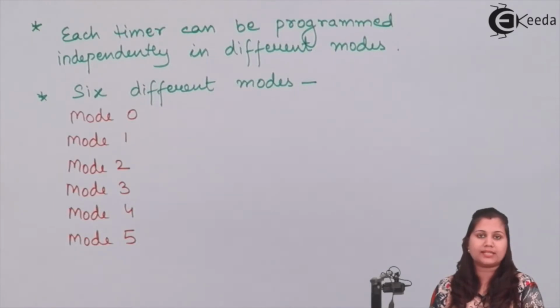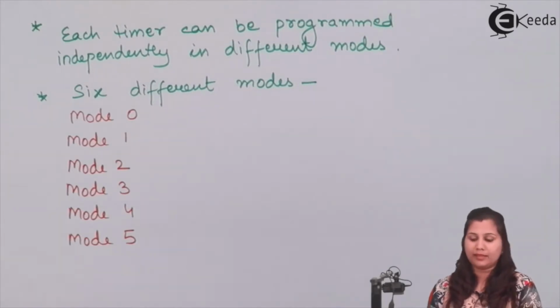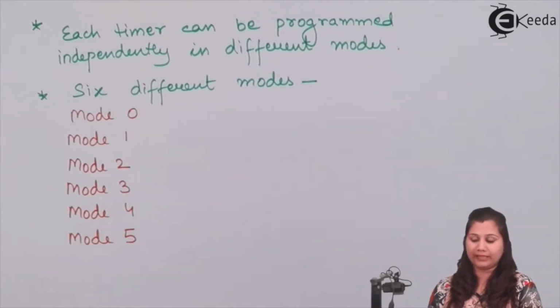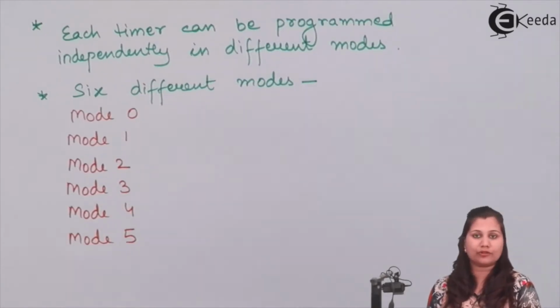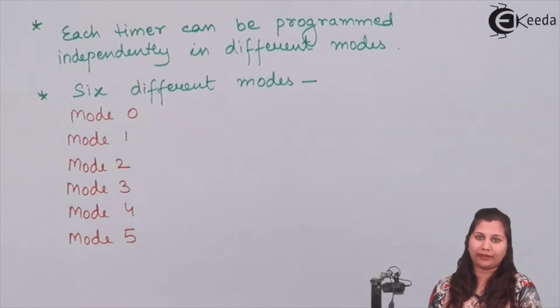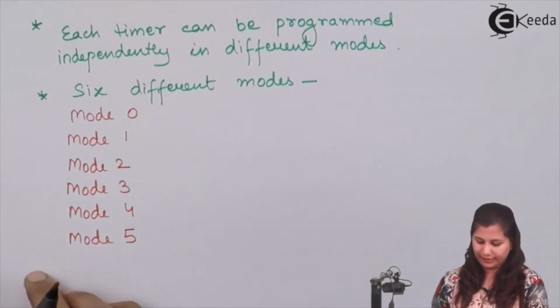Now which mode the 3 timers are operating in is decided by the control word of the 8253. So let us first study about the control word of the programmable interval timer.